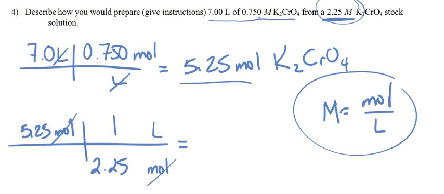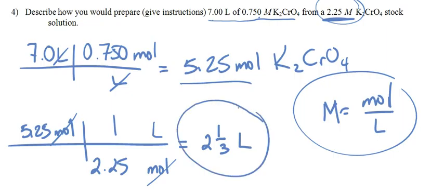Awesome. So let's go ahead and calculate that out. So 5 1/4, I have that still in my calculator. Divide that by 2.25, and that gives me 2 1/3, or 2.3 repeating liters. Okay. So there we go. We've got our volume. Now we can write the instructions.